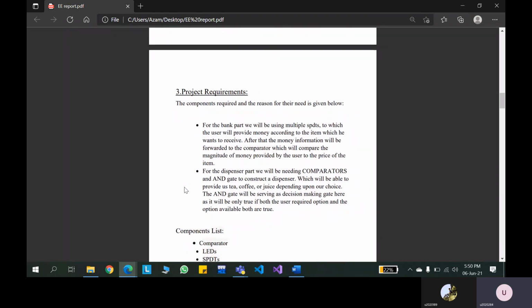Now the project requirements include, for the bank part, multiple SPDTs with which the user will enter the money in binary equivalent. After that, the money information will be forwarded to the comparator, which will compare the magnitude of the money provided by the user to the price of the item. For the dispenser, we will be using comparators and an AND gate, which will serve as a decision-making gate here, because, as we all know, an AND gate only provides a high output if both of the inputs are high.